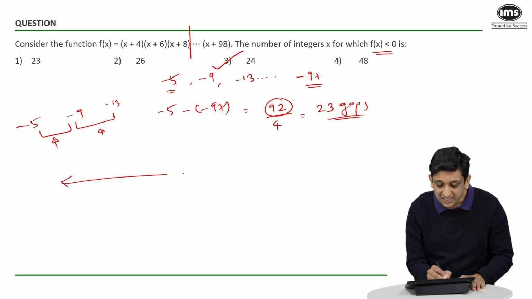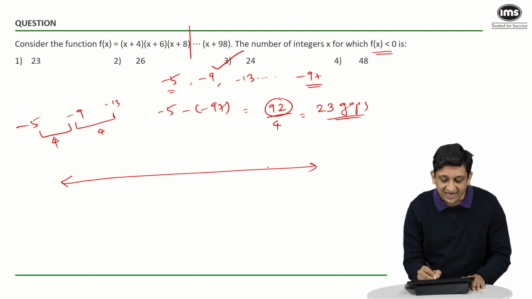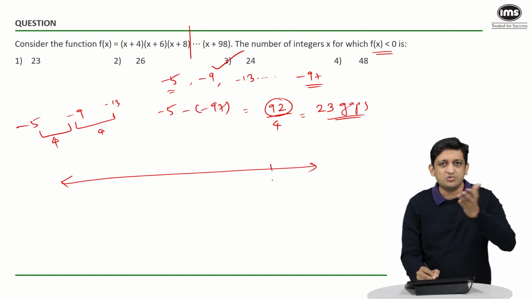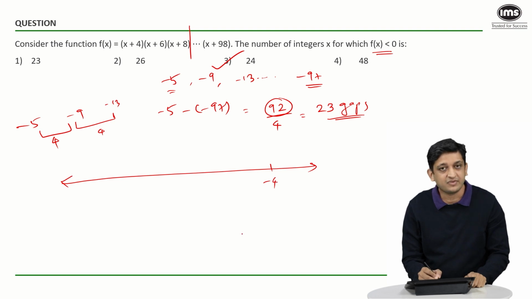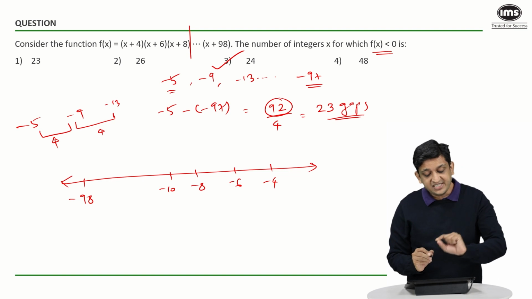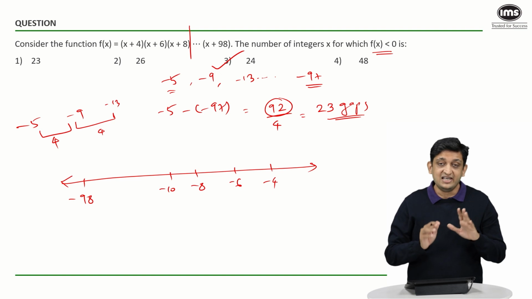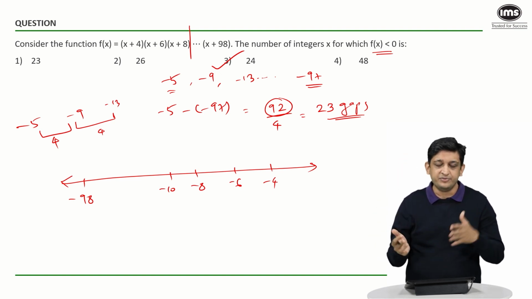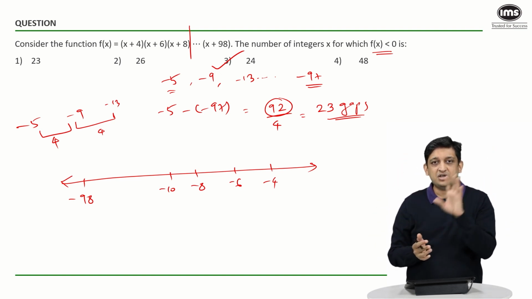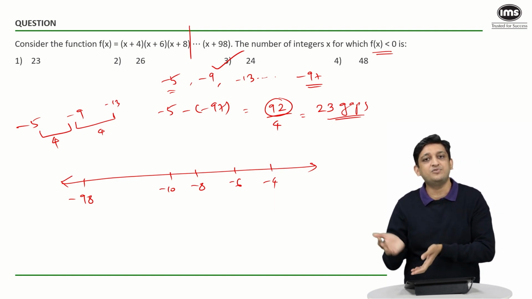So what we can do is try to draw this entire function on this number line. We know that the largest root in this case is going to be minus 4. Then you have another root at minus 6, then another root at minus 8, another root at minus 10, and so on till you reach minus 98. Each and every one of these points is going to be a root of this expression. Considering that the largest power of x is positive, because if you take x from each bracket, the product is going to have a positive coefficient.